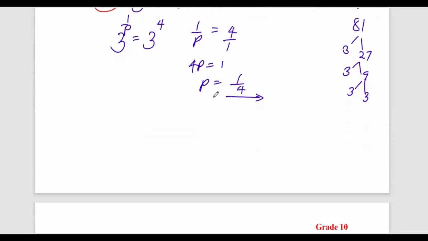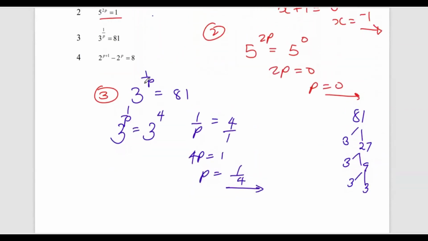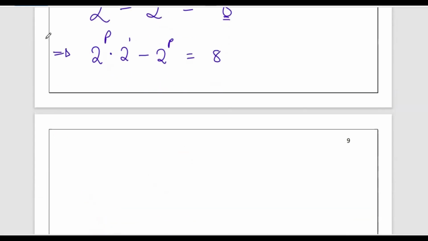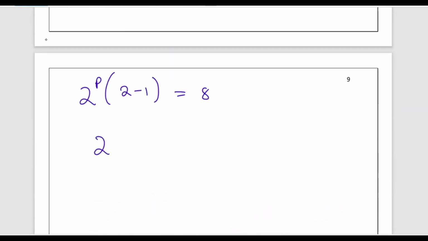Then lastly, number 4, where we have a minus. Let's use the plus sign as the question says. So we said it's 2 to the p. This is just 2 to the 1. Minus 2 to the p is equal to 8. So 2 to the p is common. So 2 to the p into 2 minus 1 is equal to 8. We know that 2 minus 1 is basically 1. So 2 to the p, let's express this in exponential format, which is 2 cubed. Drop the bases, which means p is 3.